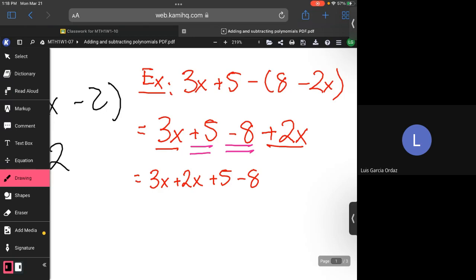Yes, Kareem? Is that the final answer? No. What's the final answer? Positive 5x. And then negative 3. Yep, 5x minus 3. There you go, dude. 5x minus 3.